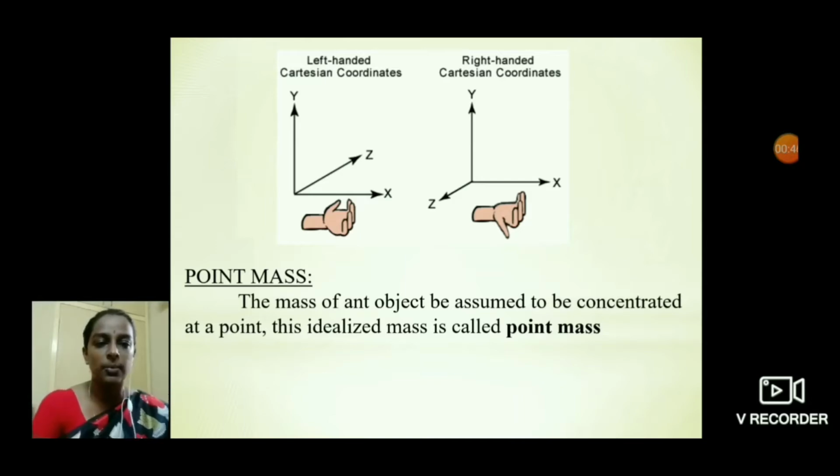Then we learned what a point mass is, that is when the mass of a system is concentrated at a particular point, that is known as a point mass.